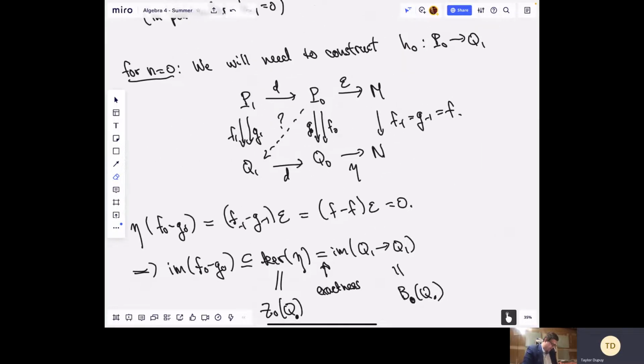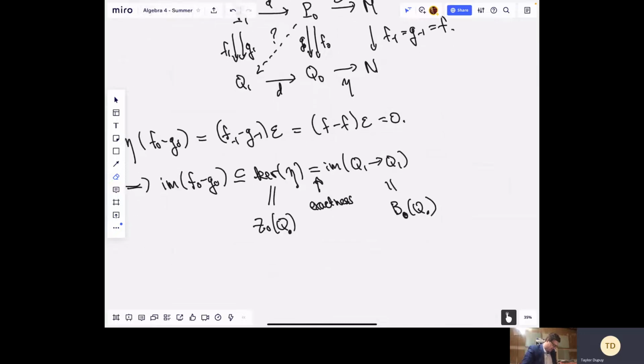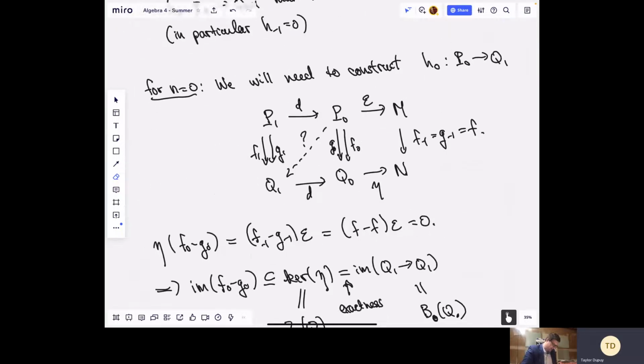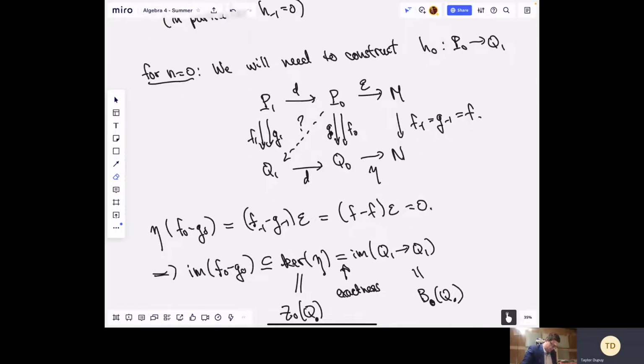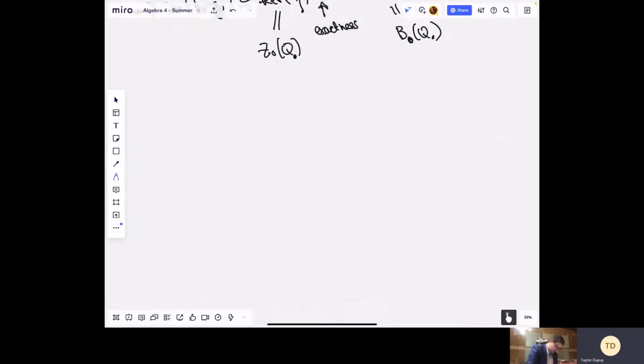So now we want to be in a situation where we can apply the lifting property. Let's figure out what diagram we can write down. The diagram we can write down here is with the cycles. So here we have P0. This goes to Q0. This is F0 minus G0.